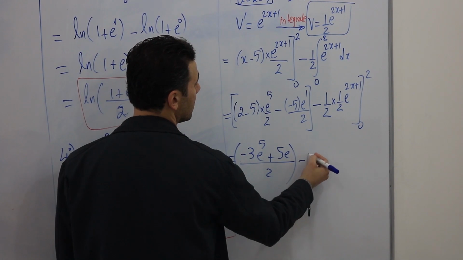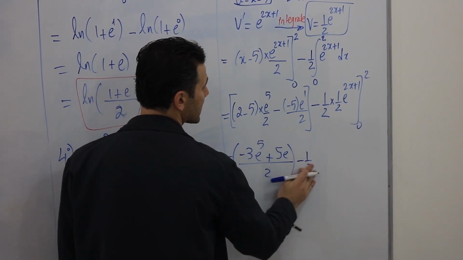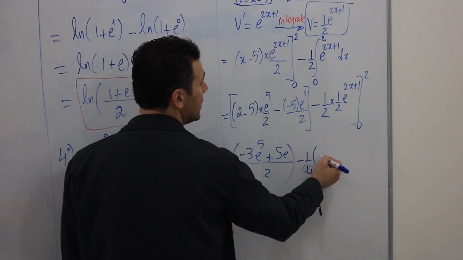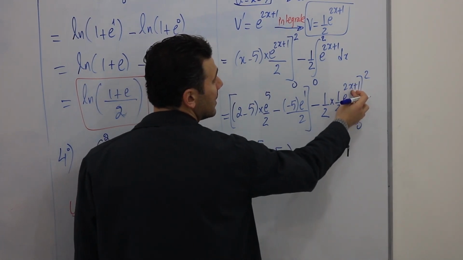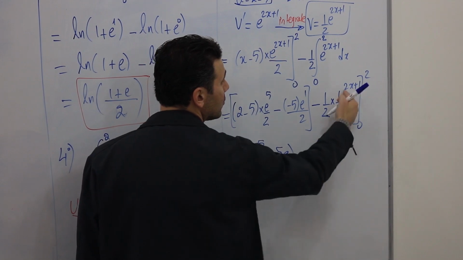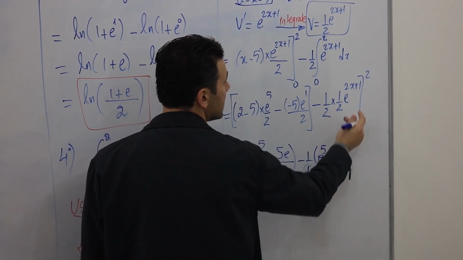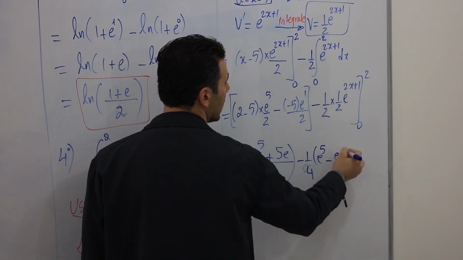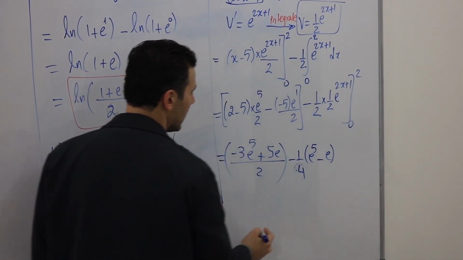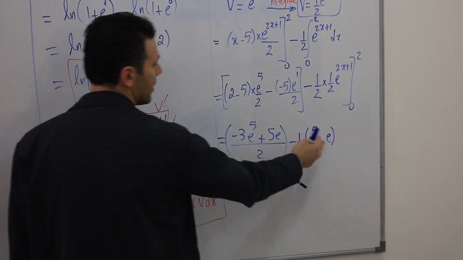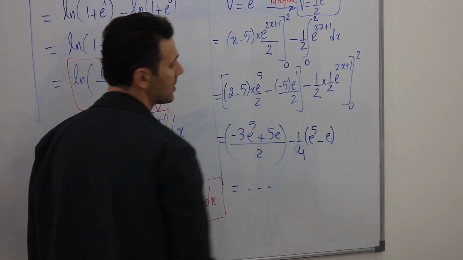The second part will be minus half, or minus directly 1 over 4, into e, replacing first 2 to get e, 2 by 2 plus 1, which is e to the 5, minus e to 1, which is e. At the end, we can simplify this and get the last result.